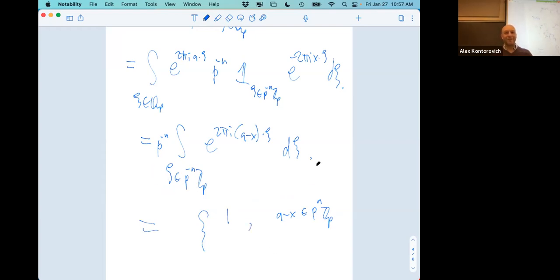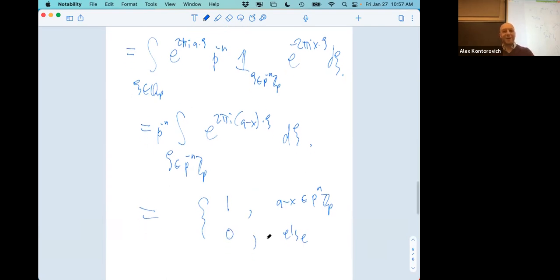Now I'm taking the whole thing. So the integral comes out to p to the n, there's a p to the minus n, and it just comes out to 1. And else, if this is not in p to the n Z_p, then I get a complete set of residues for some digits of c, and I get 0.